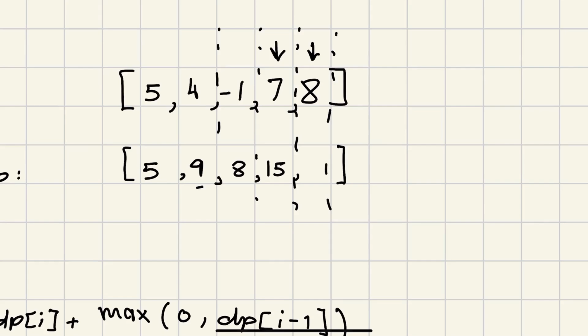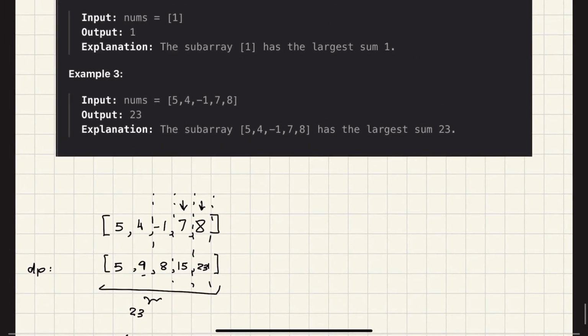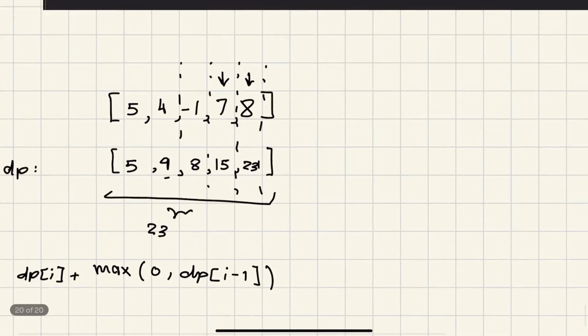15 plus 8 is 23. And then from there, we just pull out the maximum number from here, which ends up being 23. Which if we check, yes, that is correct. Now, why can we do this?